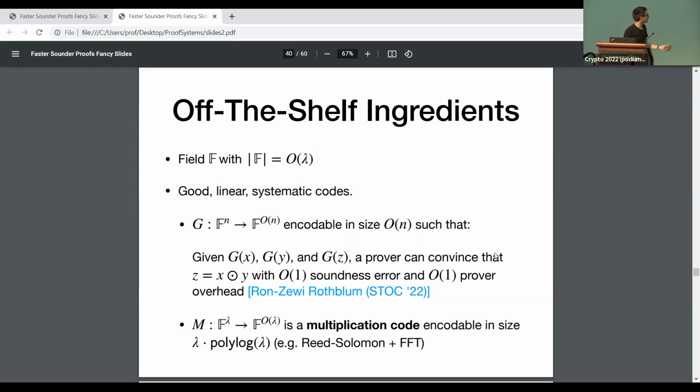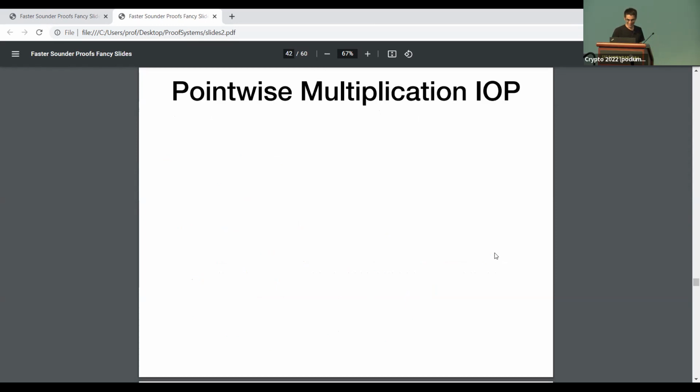And the second code, which is probably much more familiar, is just good old Reed-Solomon codes, and more generally, multiplication codes. And Reed-Solomon codes have the nice property that they're encodable in quasi-linear time using fast Fourier transforms.